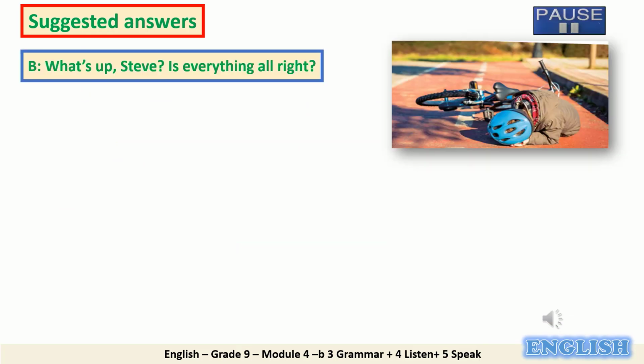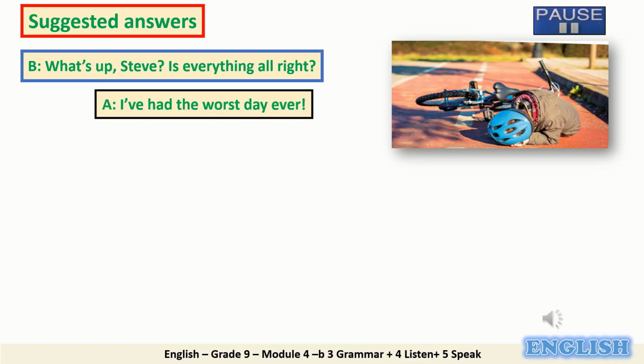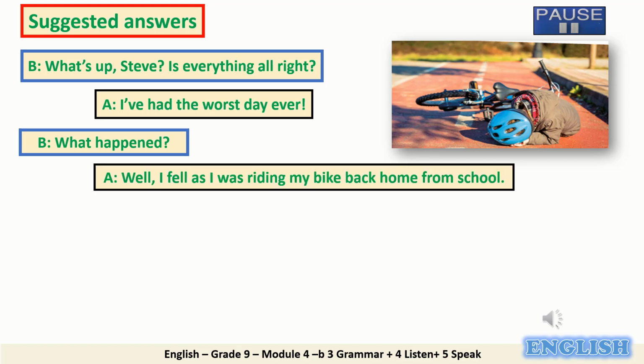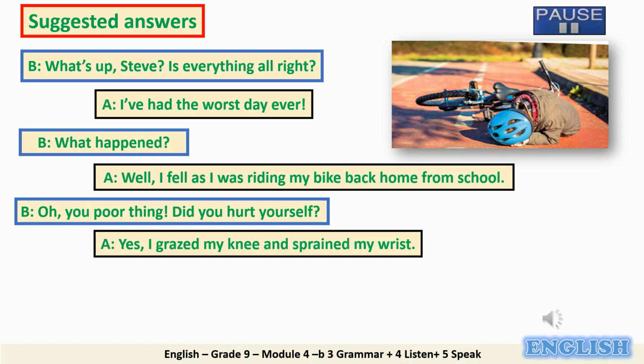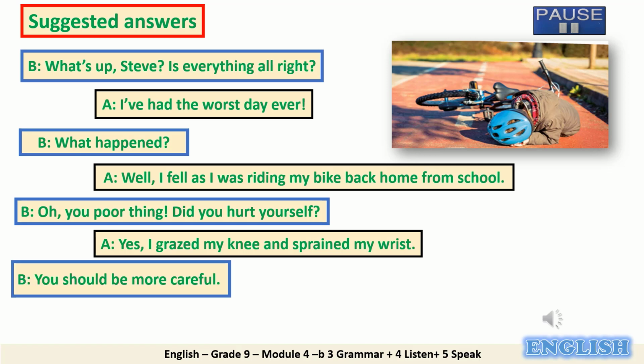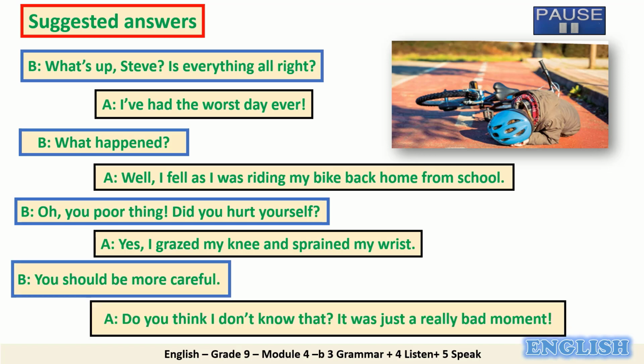B. What's up, Steve? Is everything all right? A. I've had the worst day ever. B. What happened? A. Well, I fell as I was riding my bike back home from school. B. Oh, you poor thing. Did you hurt yourself? A. Yes, I grazed my knee and sprained my wrist. B. You should be more careful. A. Do you think I don't know that? It was just a really bad moment.